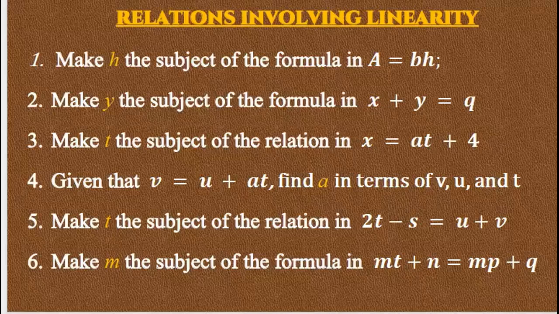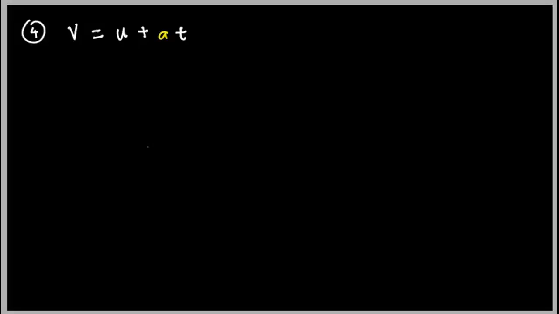Now let's see the first question. Given that v equals u plus at, find a in terms of v, u, and t. We are just to make a the subject of the formula here. As you can see, on the left hand side, we only have v there. On the right hand side, we have u and plus at. Now, the term I'm asked to make subject is on the right hand side.